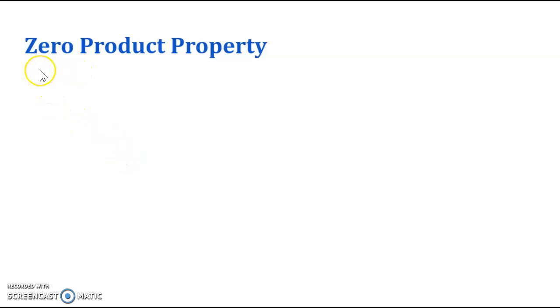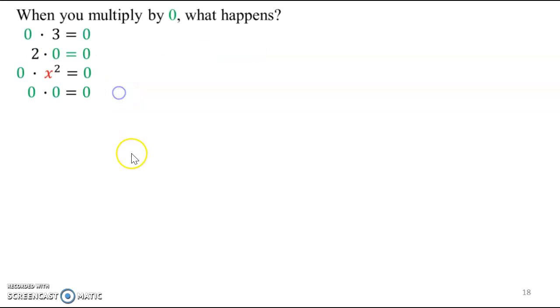So we just started talking about zero product property. So what is a zero product property? To consider this, let's think about what's so special about zero. When you multiply by zero, what happens? 0 times 3 is going to be 0, and 2 times 0 is going to be 0. Anything multiplied by 0 is going to be 0. It does not matter what you're multiplying. Even if it's x squared multiplied by 0 is going to be 0, as well as 0 times 0 is also 0.